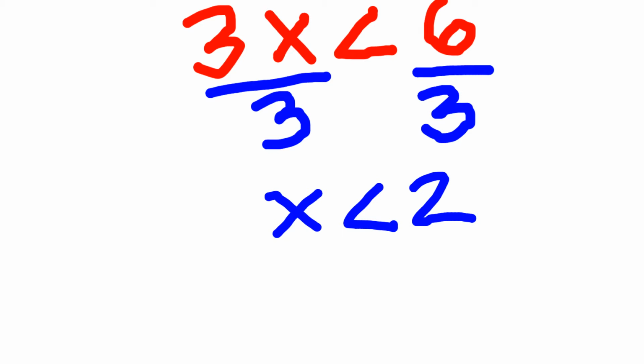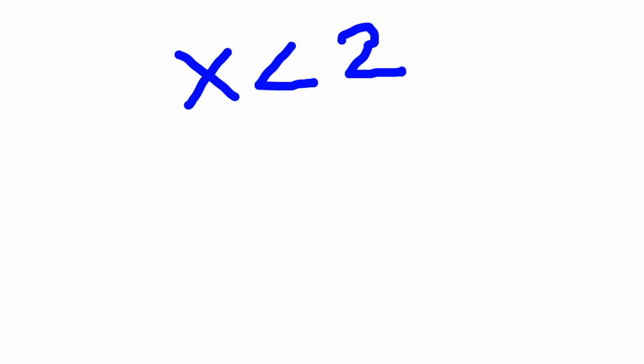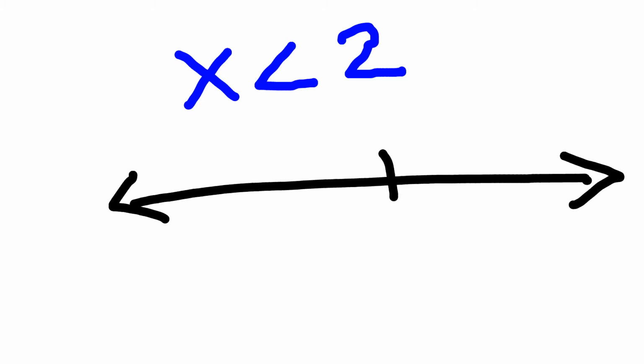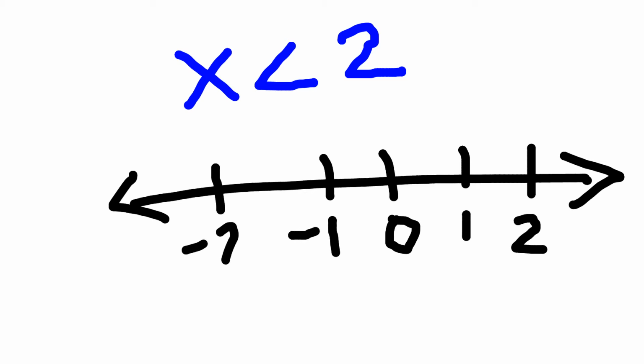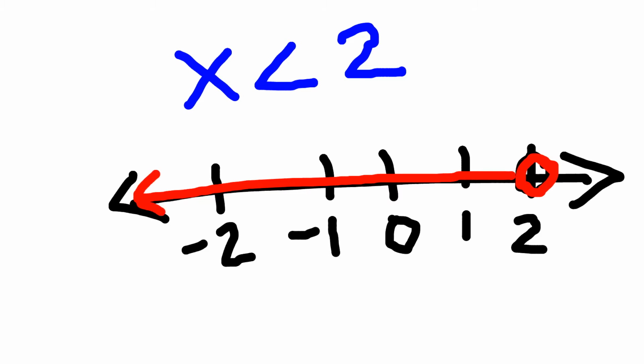So the next step is to graph it. To graph the solution of x is less than 2, you're first going to draw a number line. Then on the number line, where 2 is, you're going to put an open circle. I'll do that in red so you can see it a little bit. Open circle because this solution does not include 2. Now, x is less than 2. That means anything on the number line that is less than 2 is going to make this true.